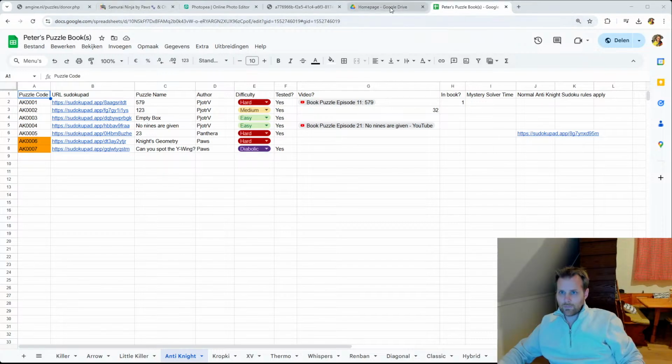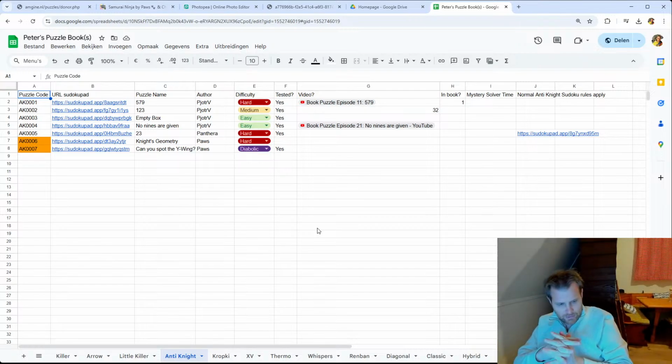So yeah, on the Discord, the link to this Google Sheet is also there. Basically, I want to make a book. So what do you need for the book? I want to make a puzzle book, so I need puzzles.